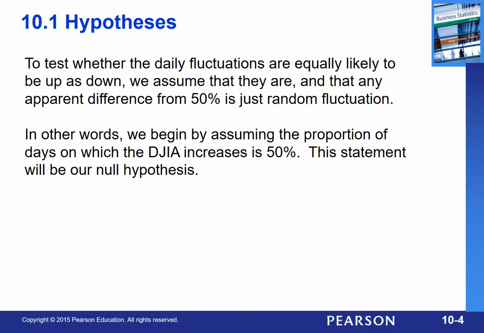So what we're going to test is, are the daily fluctuations equally likely to be up as they are down? So we're going to assume that it actually is 50%. We're starting out with this assumption to see if we can gather support for this assumption or non-support for this assumption. In other words, we're going to be starting with the idea that the proportion of days in which the Dow Jones Industrial Average increases is actually 50%. This is called a null hypothesis.